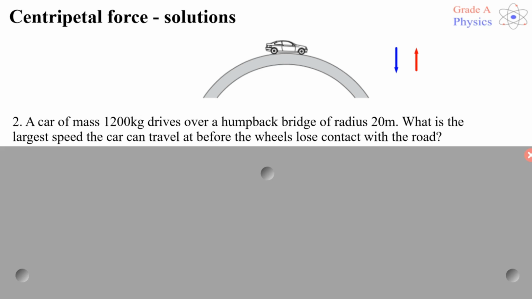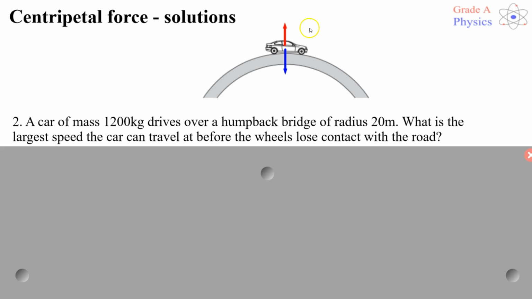Question 2 is another really typical question. So we have a bridge, a humpback bridge. We're told the mass and we're told the radius of the bridge. What is the largest speed the car can travel before the wheels lose contact with the road? So let's just imagine stationary. Stationary, the weight is acting downwards, the reaction force is acting upwards. That will be the same size as mg, and we have 0 resultant force.